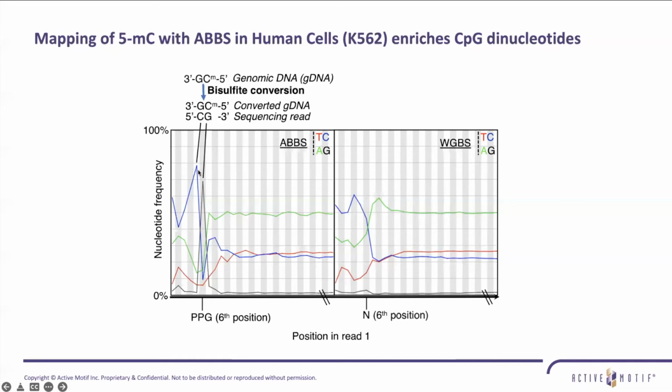And that totally makes sense because cytosine methylation occurs in CpG dinucleotides. So it's normal to see an enrichment of CpG dinucleotides at the beginning of the reads for the ABBS sample. And we can see that we have none of this enrichment for the whole genome bisulfite sequencing control.